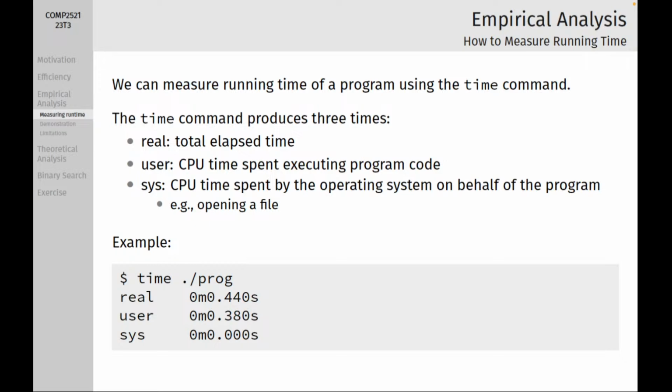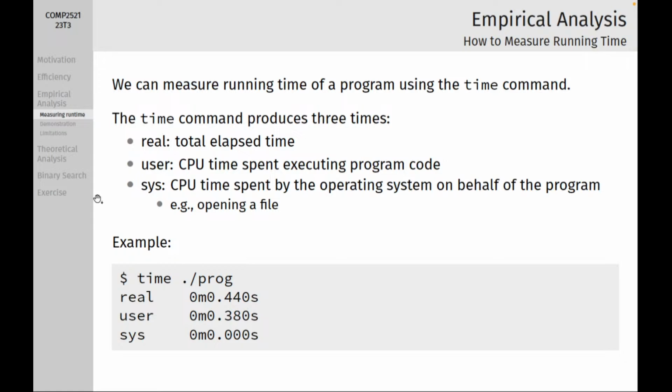And finally, there is system time. System time is the CPU time that's spent by the operating system on behalf of the program. So sometimes your program might have to talk to the operating system. For example, when it opens a file, it needs to ask the operating system to open the file for you, and that counts towards the system time. Another example is when you have to allocate lots of memory, your program has to ask the operating system to allocate that memory for you.